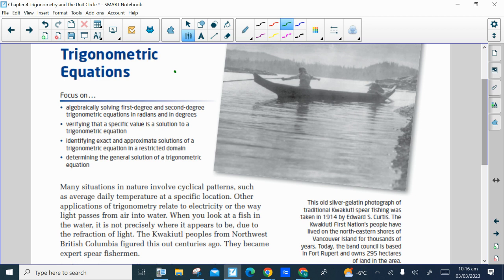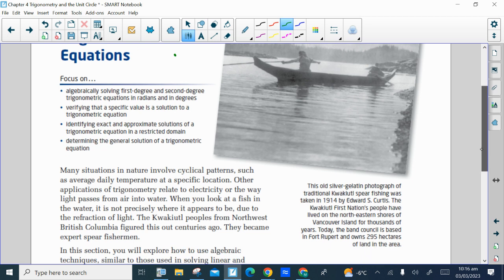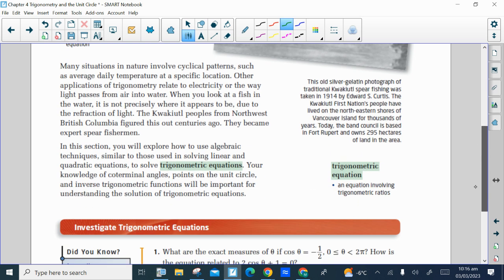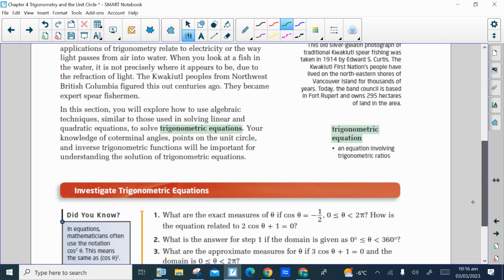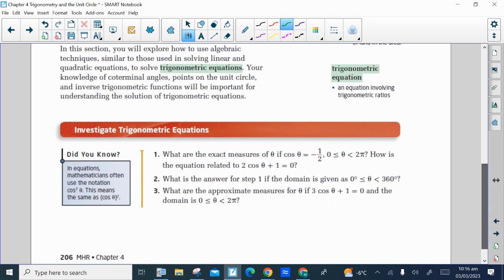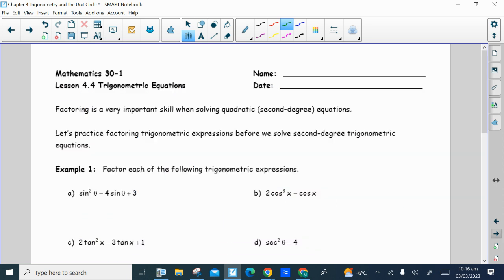Talk about verifying that a specific value is a solution to a trig equation. We'll identify both exact and approximate solutions of a trig equation in a restricted domain. And then we'll also be looking at the general solution of a trig equation. So again, a trig equation is an equation involving trig ratios. We're going to be solving these. And we're going to see that in some cases, in order to solve a trig equation, we will need to factor in order to do that.